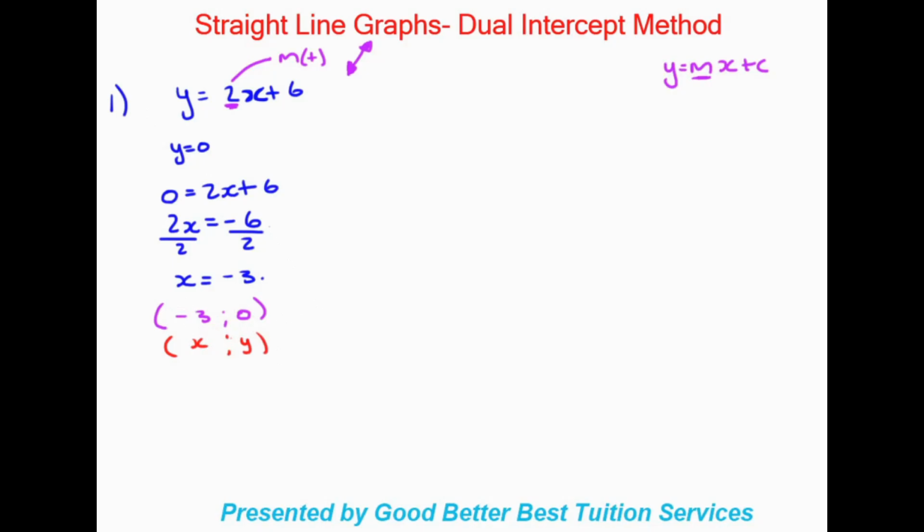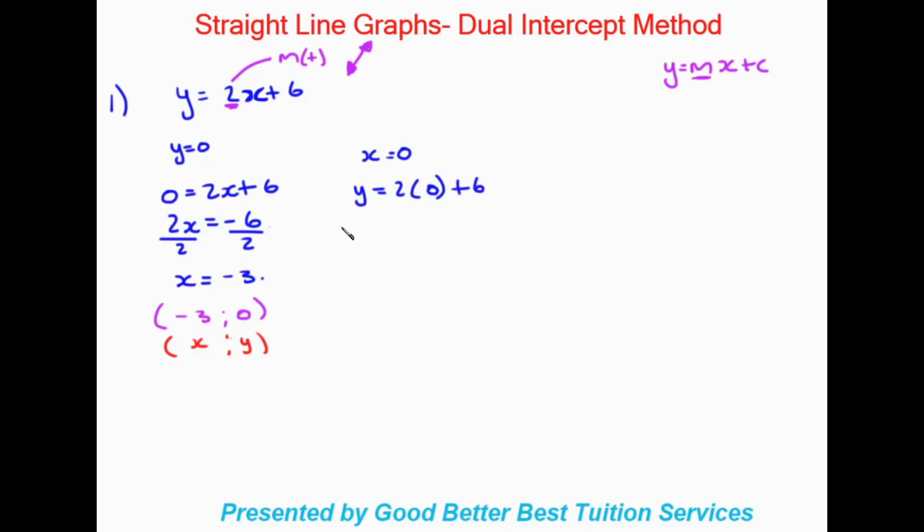Moving on now, we found our x-intercept. Now we need to find our y-intercept. To find our y-intercept, it's the complete opposite. We have to make x equal to 0. So let's see what happens when we do that. We come back to the equation. We get y is equal to 2, substitute in 0 in the place of x, plus 6.